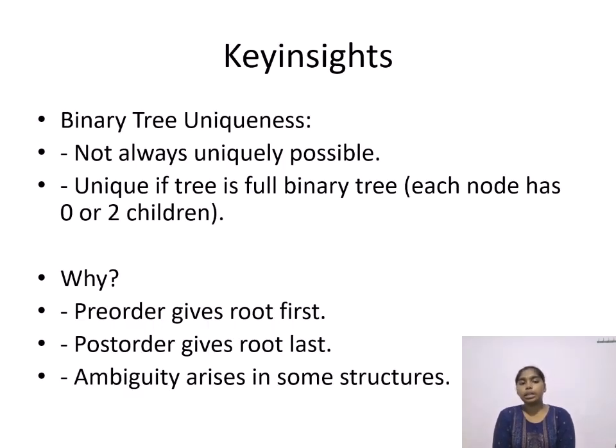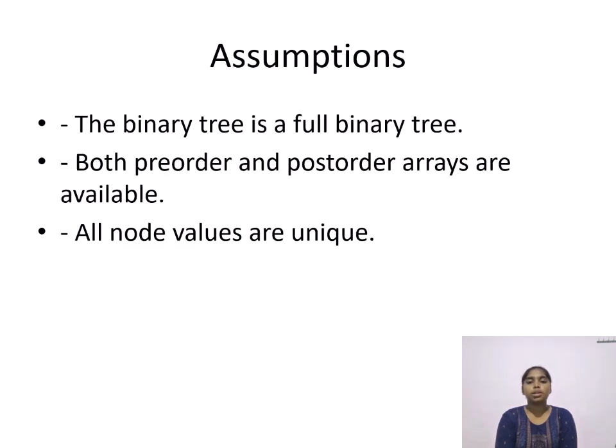Binary tree uniqueness: not always uniquely possible. It is unique if the tree is a full binary tree, such that each node has 0 or 2 children. And why? Pre-order gives the root node first, and post-order gives the root node last. It arises in some structures ambiguously.